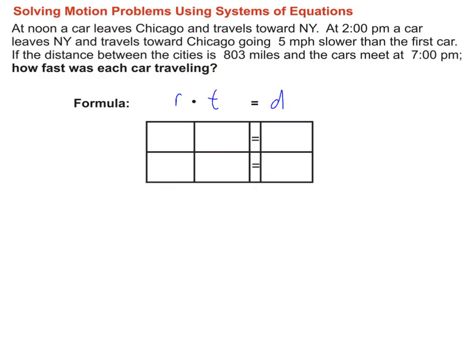Now, with your chart, you want to label your rows. So I have row 1 and row 2. I look back at my problem and I see that the first car leaves Chicago and travels to New York. And so I'm going to label the first row C to NY, Chicago to New York. I see that my problem talks about a second car leaves New York and travels to Chicago. And so I'm going to call my second row New York to Chicago. All right, just some structure.